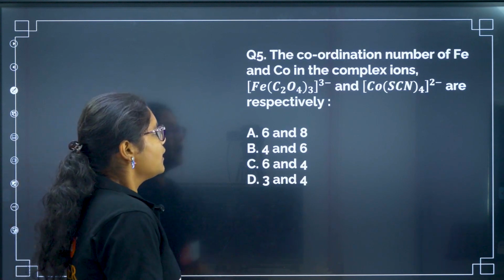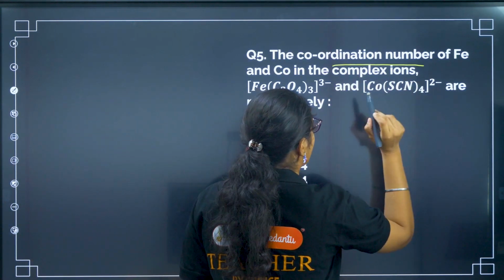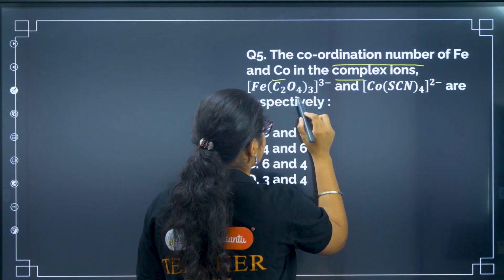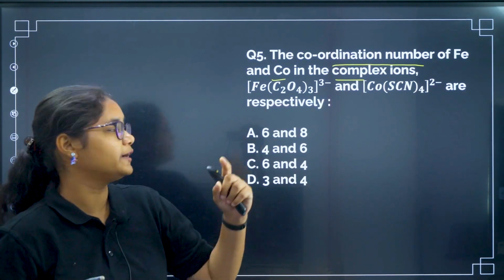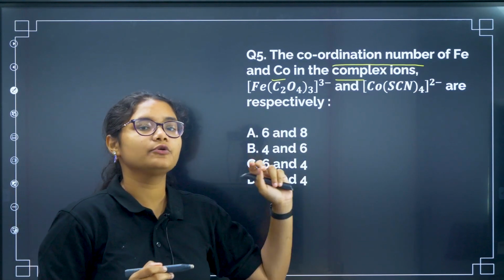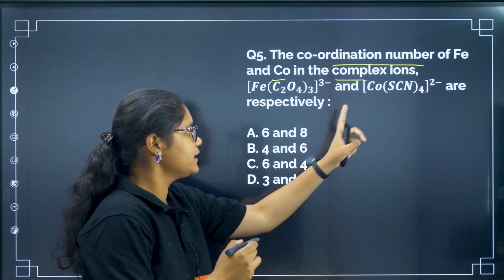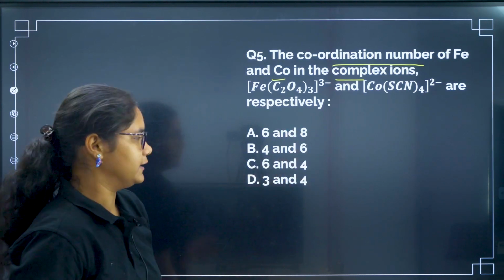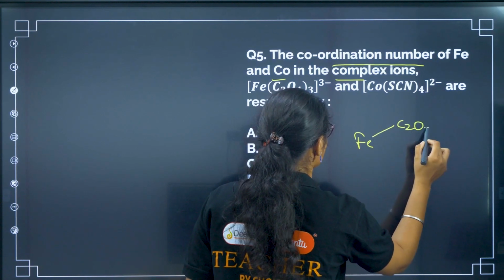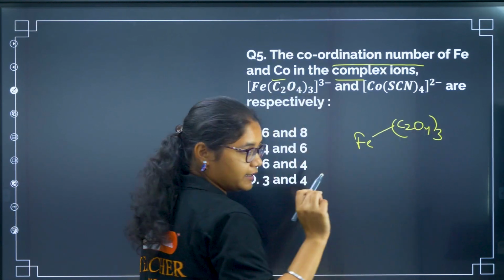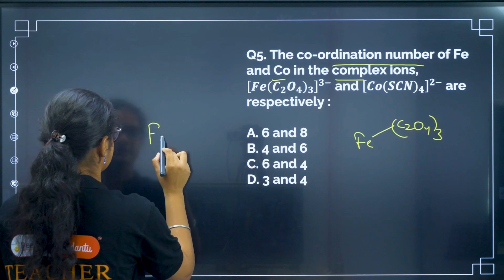Next. The coordination numbers of Fe and Co in the complexes are. This question is a little difficult if you don't know the denticity of the ligands. You should know C2O4 is a didentate ligand and SCN is a monodentate ligand. Now if Fe(C2O4)3 is given, that means we can write like this.